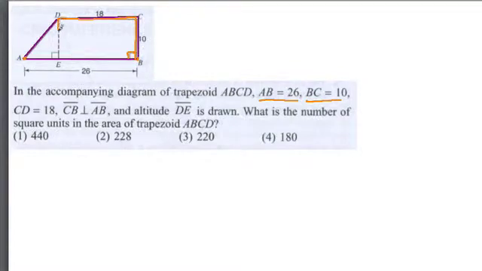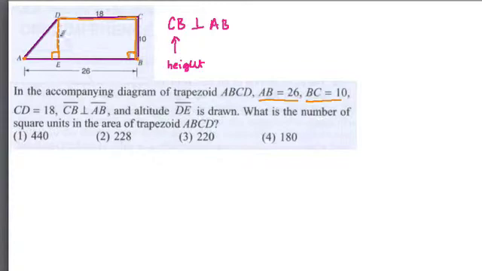Altitude DE, so it's a line right there, DE, which crosses another line at a right angle. That's an altitude, and they're saying that DE is an altitude. They want to know what is the number of square units in the area of trapezoid ABCD. So they're asking for the area of trapezoid ABCD, and what we have to realize is that CB, since it crosses AB, or it's perpendicular to AB, that means they cross at a right angle, and this means that CB is equal to the height.